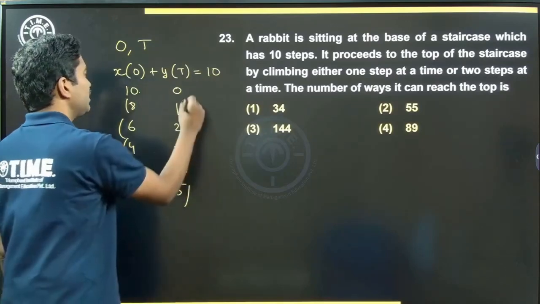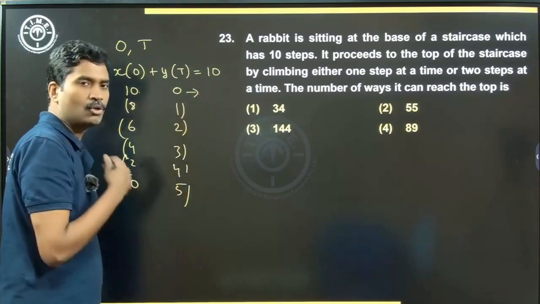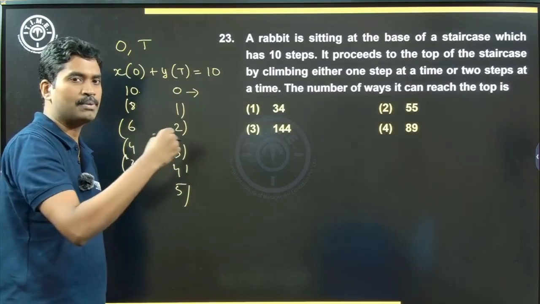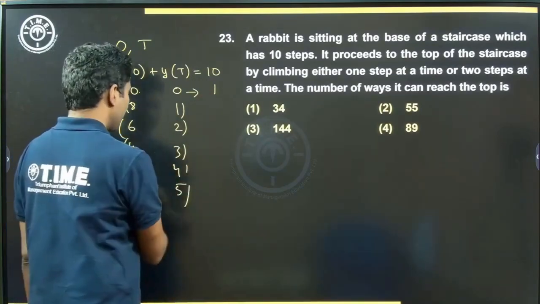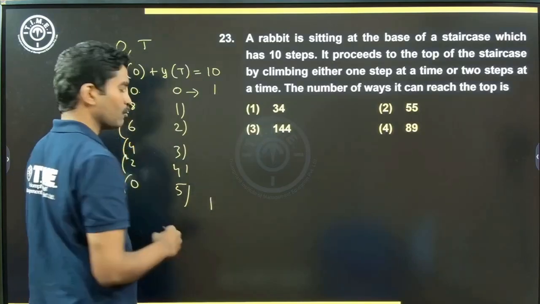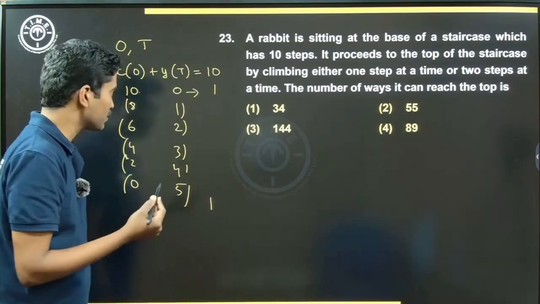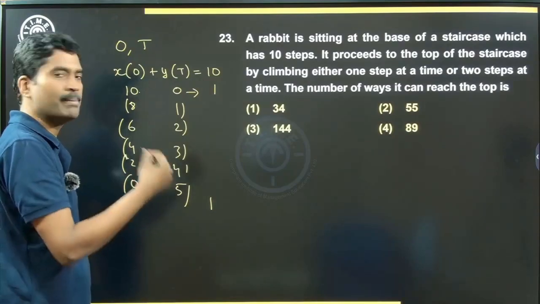So in how many ways can the rabbit do this? All are single steps: 1 step, 1 step, 1 step, 1 step, 1 step. It can do it in only one way. Similarly here, all 5 are 2 steps. It can do it in only one way, right? 2 jumps or 1 jump. Let's look at them. It's a rabbit, so it will jump.